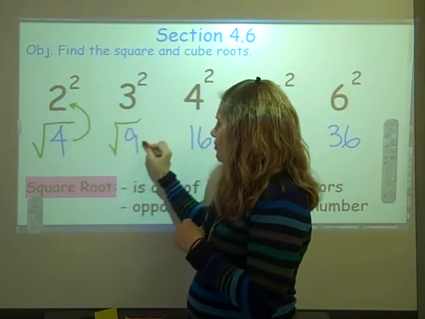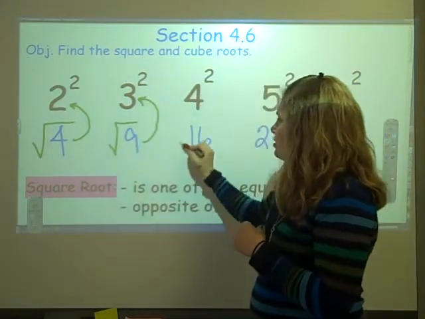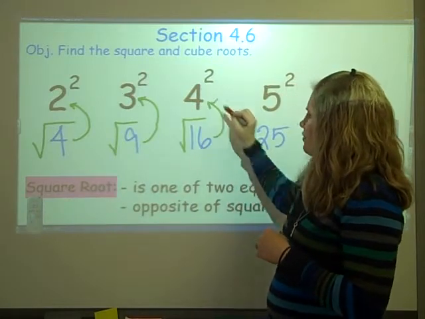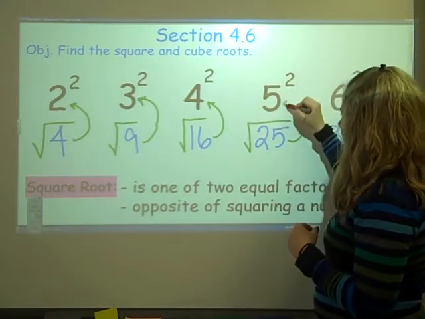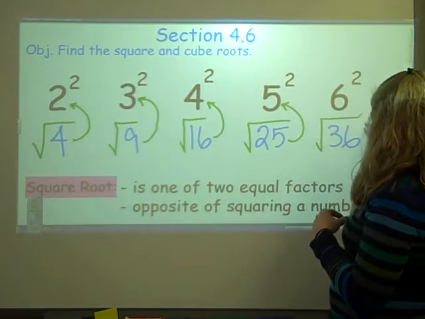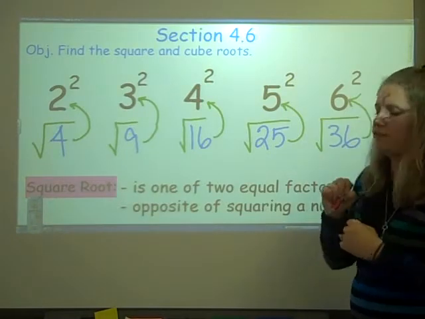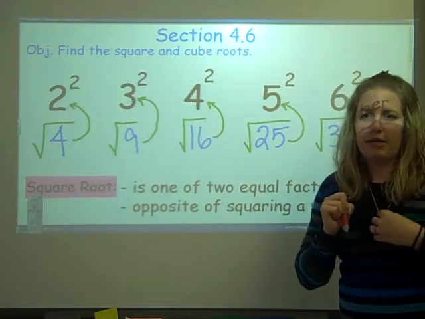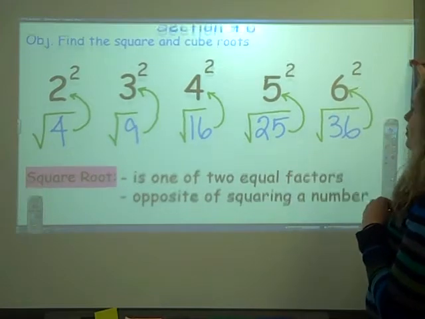The square root of 9 is 3. The square root of 16 is 4. The square root of 25 gives me back the 5. The square root of 36 gives me 6. Okay, so that's what a square root is.